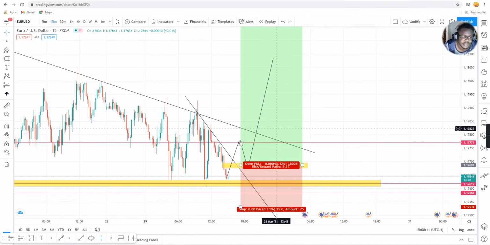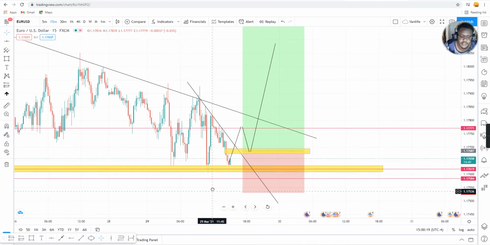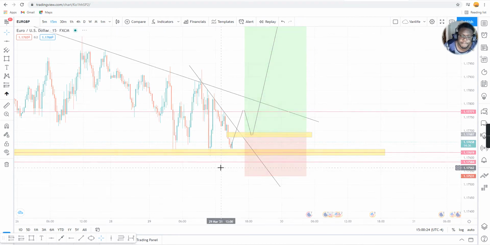We would have the London session coming up, and at that point, the USD will be closed. So, we can actually get better movement on the euro. So this is what I am looking for now for EURUSD.